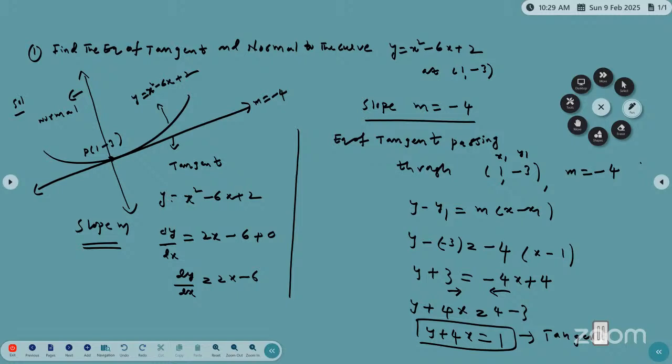Next, what is the next? Normal. What is the equation of normal? Y minus y1 equal to minus 1 by m. Minus 1 by m, that gives normal. We will find it, don't worry.